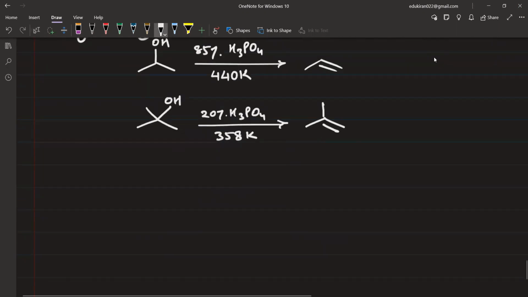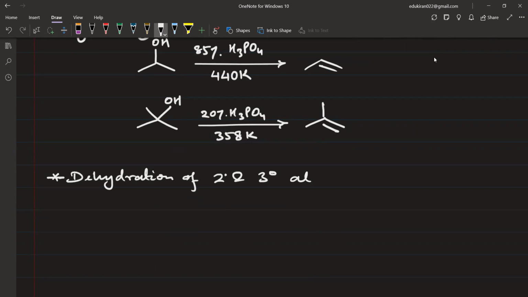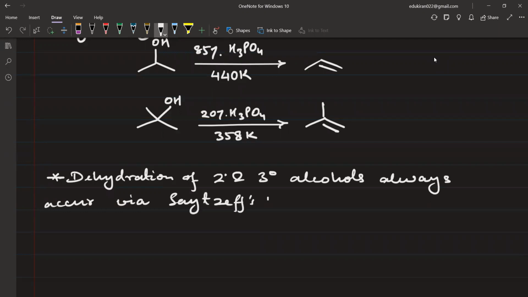Write the third point and remark. Dehydration of 2-degree and 3-degree alcohols always occur via Saytzeff rule. Saytzeff is pronounced as Saytzeff, but its name is Zaitsev. ना जो scientist था उसका नाम क्या था? It is written as Zaitsev.